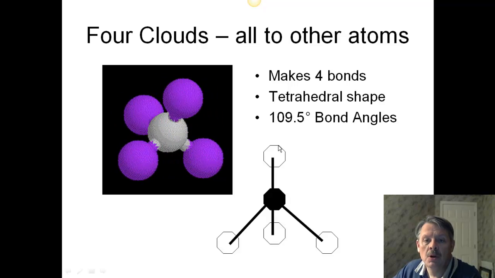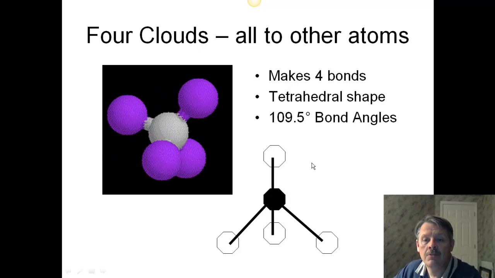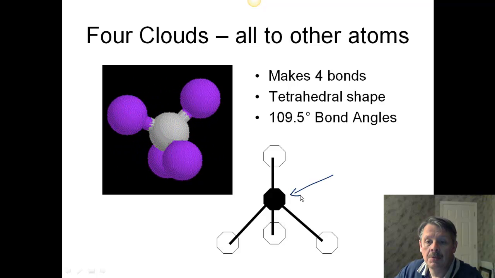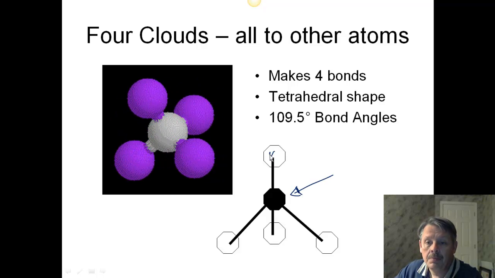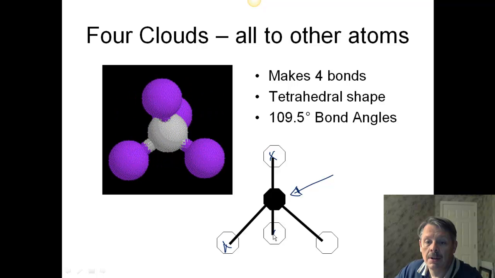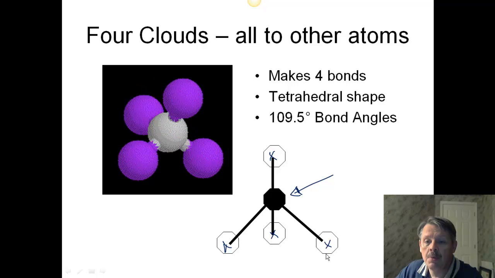If you have 4 clouds, it looks like this. It's tetrahedral in shape. The central atom is in the middle, and then you have atoms all around the outside. Again, 109.5-degree bond angles. This is tetrahedral.